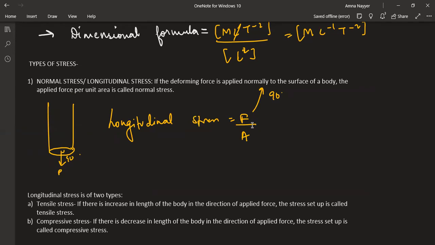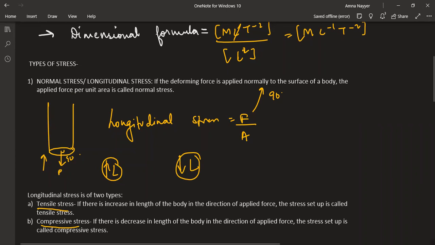But these are also of two types. If because of this perpendicular force there is an increment in the length, we call it tensile stress. And if somehow it is decreasing, let's say a force in the opposite direction is applied and the length is decreasing, then we say it is compressive stress. Fine, I'll repeat it. Let me just discuss the rest of the types of stresses with you.